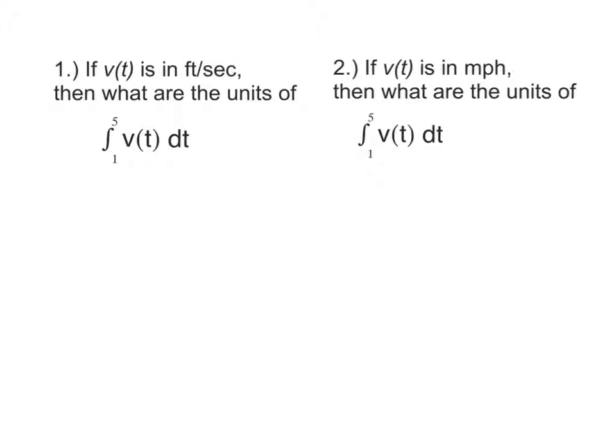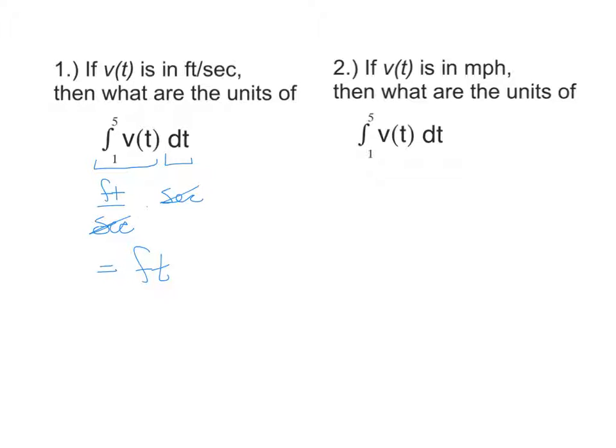All right, if v of t is, say, a velocity function in feet per second, then what are going to be the units of the integral of v of t dt? Well, when we think about this part of the integral, the units there are going to be in feet per second. And dt, that's with respect to time, and time in this case is measured in seconds. So if we just look at the units, this thing should simplify to being feet, which means the integral of velocity is going to be a distance.